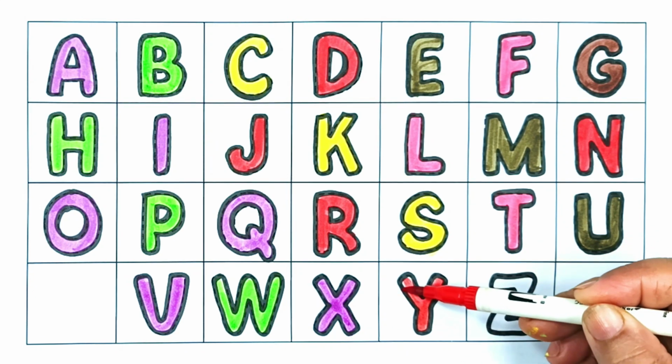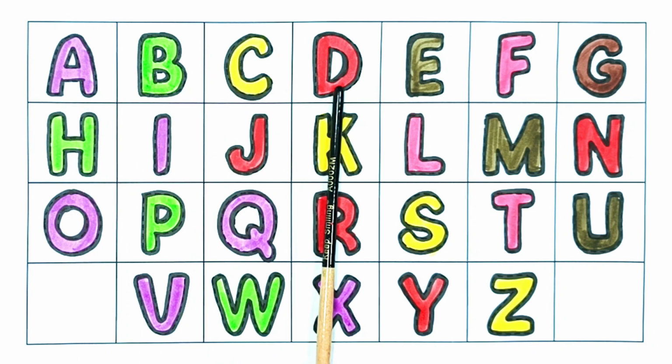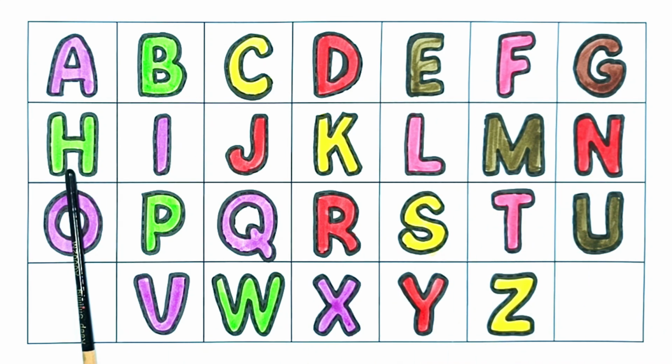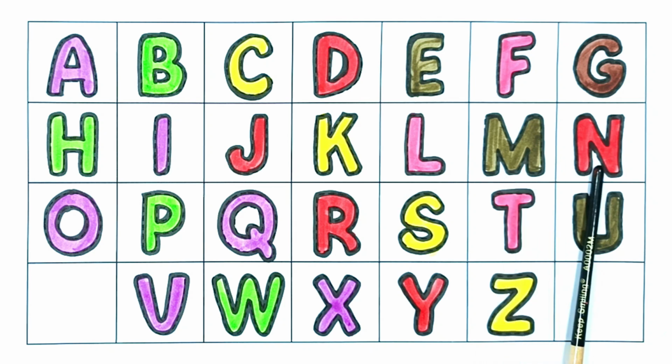Y for yacht, Y for yacht. Z for zebra, Z for zebra. A, B, C, D, E, F, G, H, I, J, K, L, M, N, O, P, Q, R, S, T, U, V, W, X, Y, Z.